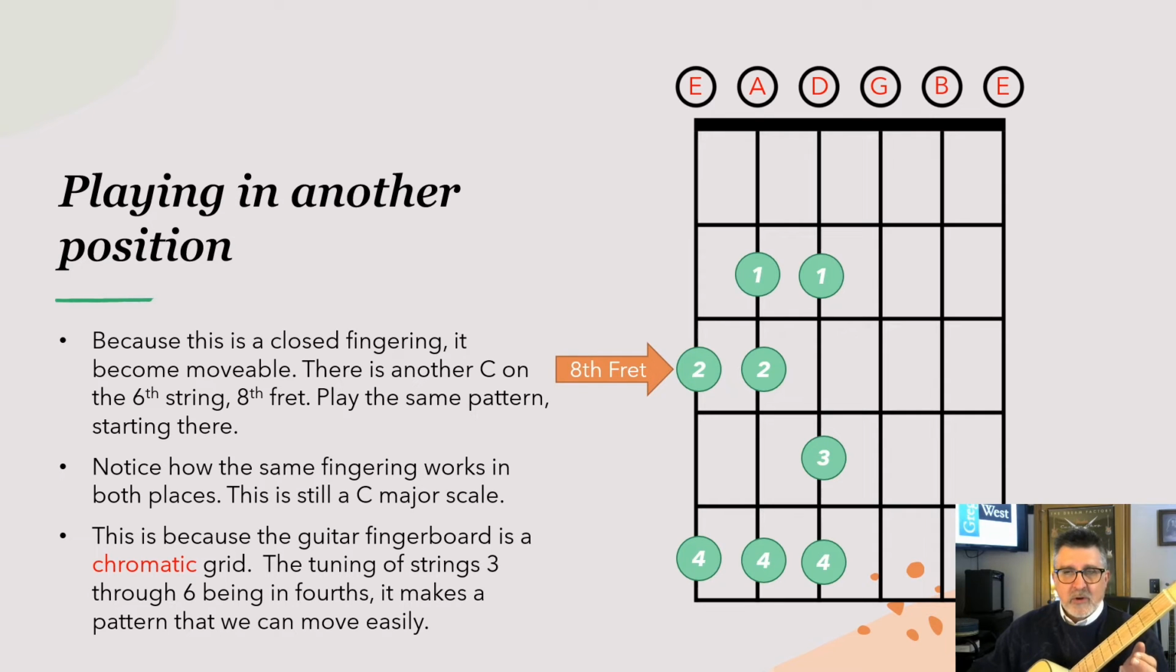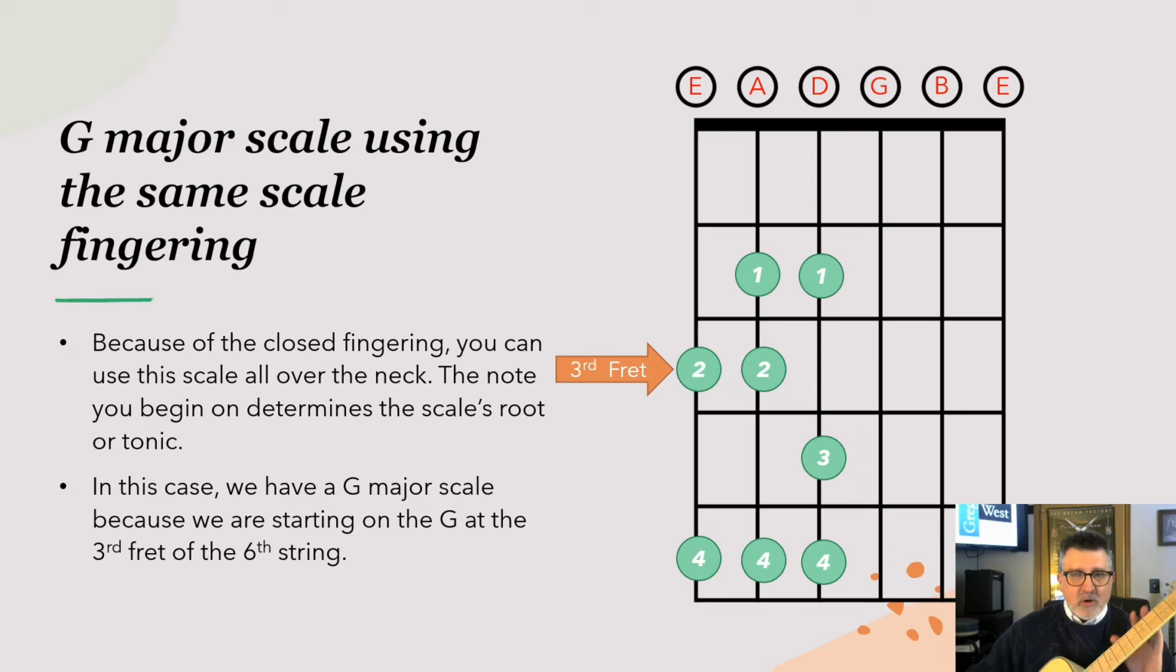On the guitar, we can just move to a different place and play the same pattern, at least on the top 4 strings, and it's going to work because of the way those top 4 strings are tuned. The guitar is a chromatic grid, and so strings 3 through 6, they're tuned in fourths. That's what makes that pattern possible. So you can use this scale all over the neck on these first 4 strings.